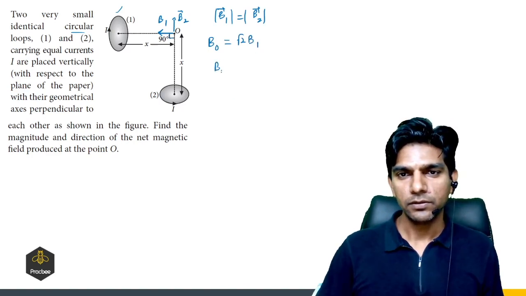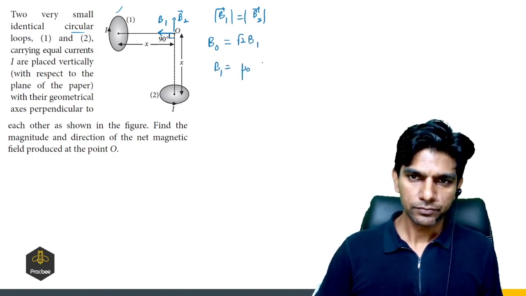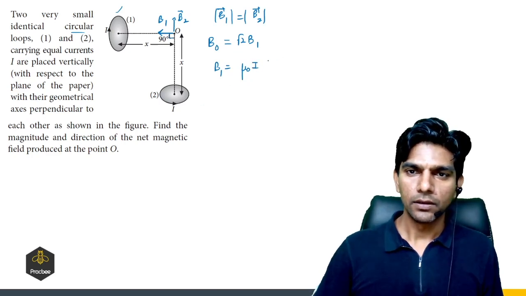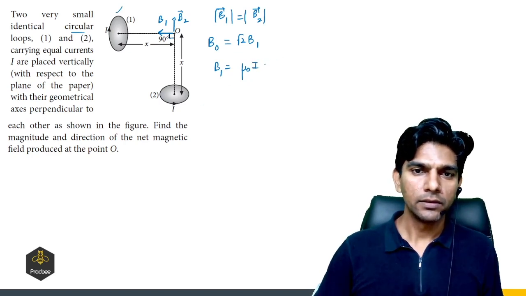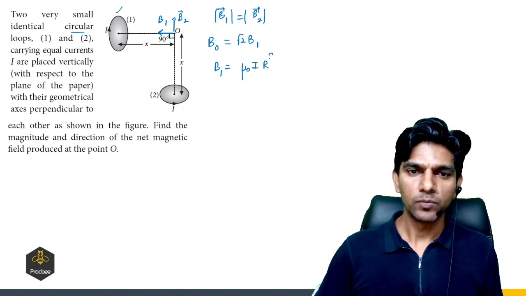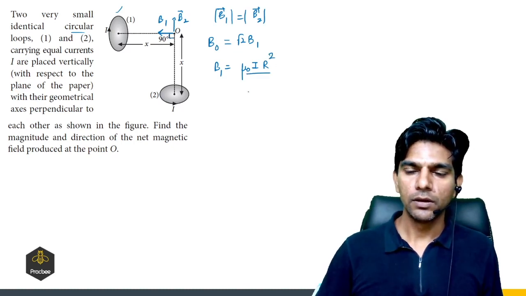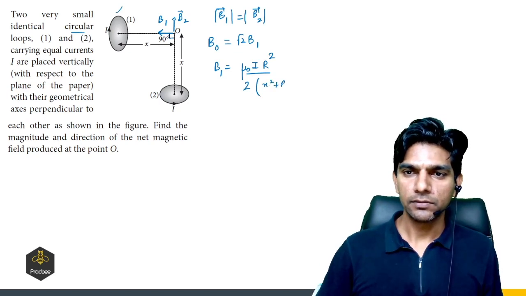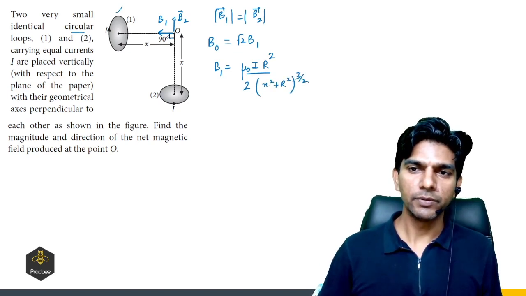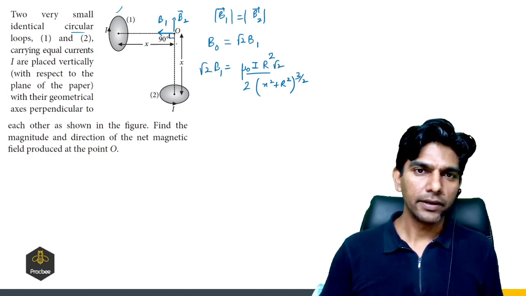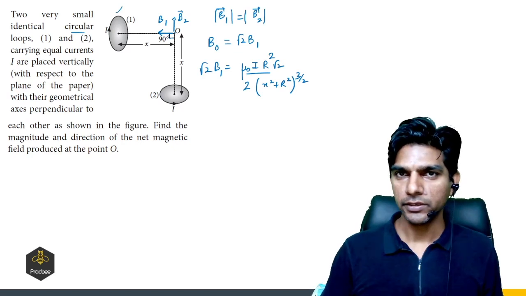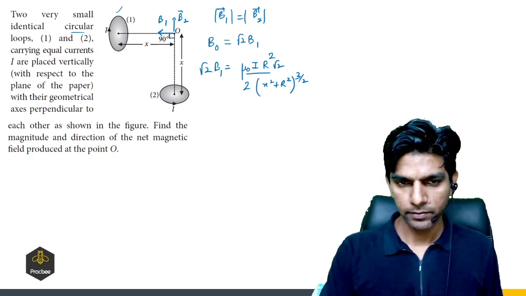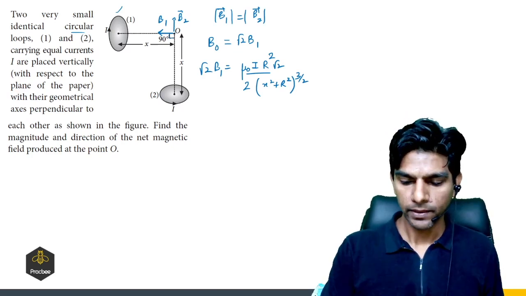Now what is B1? B1 is mu naught I R square upon 2 times (x square plus r square) raised to power 3 by 2. Now if I multiply this with root 2, this is the magnetic field at point O due to these two current carrying coils. I hope this concept is clear to you.